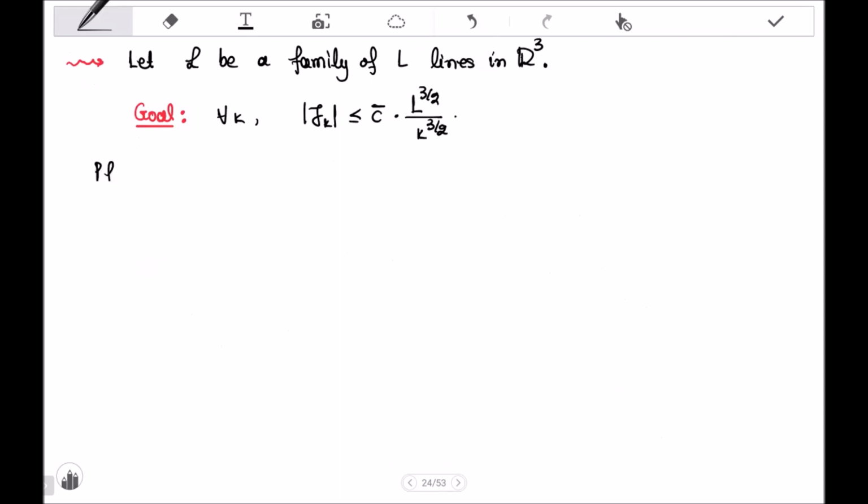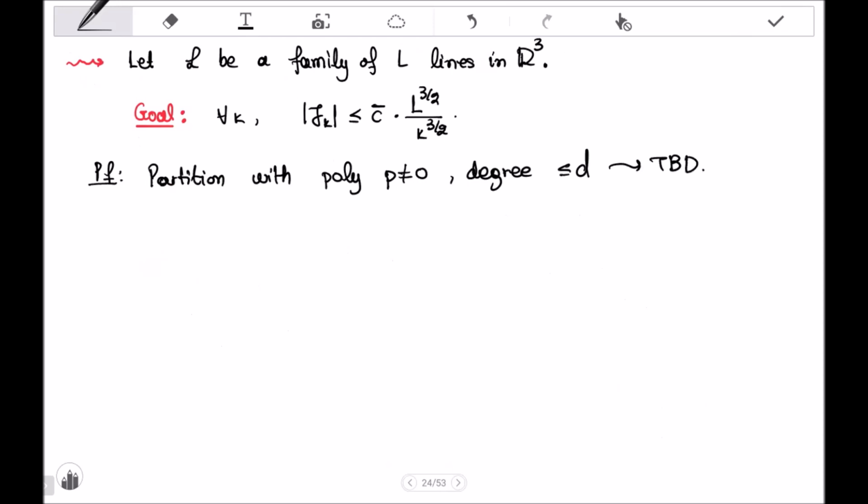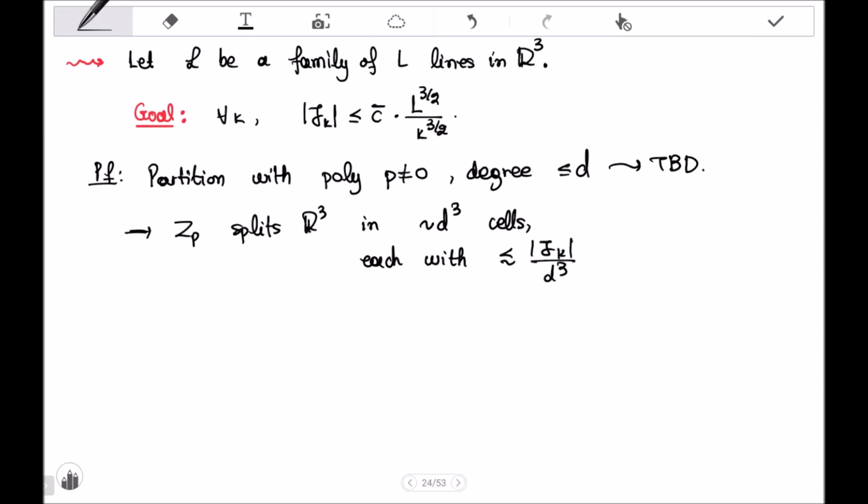And we will apply polynomial partitioning to J_K, to the k-rich joints. So we will partition with the zero set of a non-zero polynomial p of degree at most d. And this d will be determined in a bit. Okay. So we use such a polynomial of such degree. We have fixed our d, let's say, and then we get that the zero set splits R3 into about d to the 3 cells, each containing its fair share at most. At most, the number of points over d to the 3 joints in J_K. Okay, that's what partitioning says.